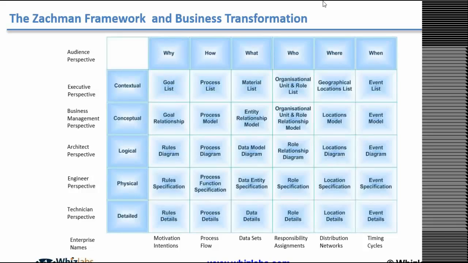Okay, and as you look at this diagram, on the left end you have the various perspectives of people within the organization, from the executive down to the person who has to build it. Then across the top you have the audience perspective. This is why we do these things. This is the who, what, when, where, why, and how of doing these kinds of things. As you look at the why, that's your motivation. That's your motive. That's your strategy. That's how you're going to achieve your strategy. The how focuses on your process flows. If you look at the enterprise names at the bottom of the chart, that's what I'm pulling from. The what is the data sets.